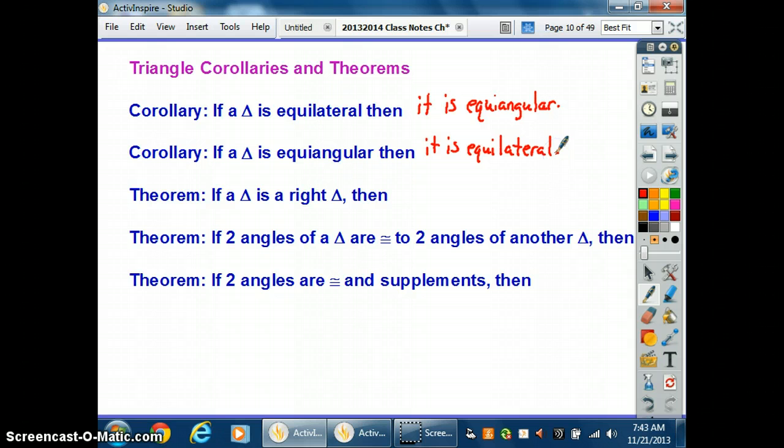If we have a triangle that's right, then those 2 acute angles have to be complementary. They have to sum to 90. We saw that in the last page. So if a triangle is a right triangle, then the acute angles are complementary.